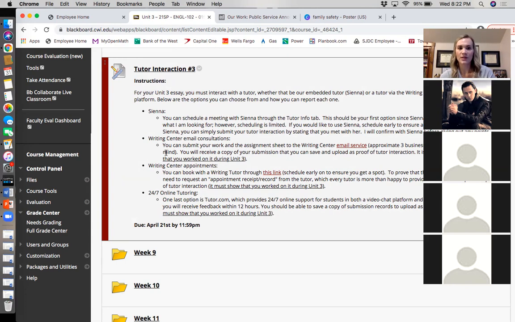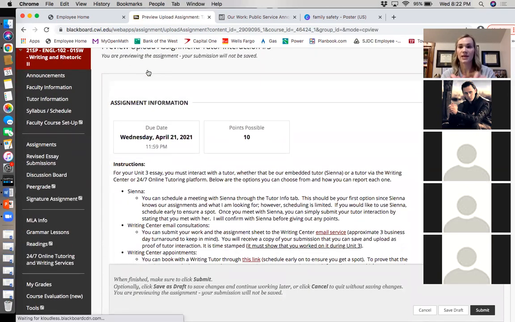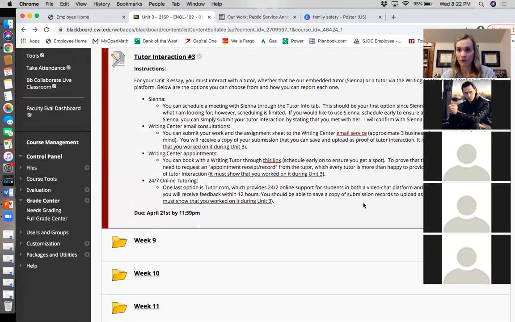For each one of these though, you will have to actually submit your tutor interaction this time. Before I was having Sienna tell me who she's met with. This one is an actual assignment. Okay, so if you met with Sienna, all you're just going to say is, I met with Sienna, submit, and then I will confirm with Sienna. Any of the other 3 options, you're going to have to provide proof that you used that option, right?